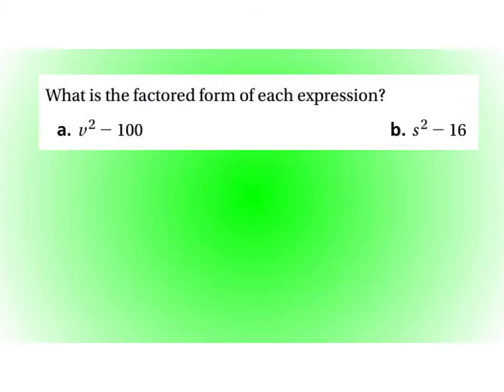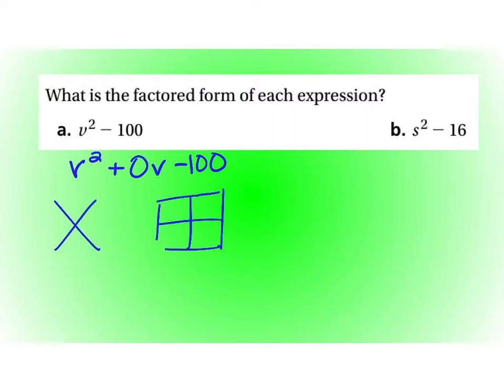So now we have a different situation. Here we have where we're missing that middle term. So you're going to want to create a middle term of 0. So now you can do your box and your X puzzle.